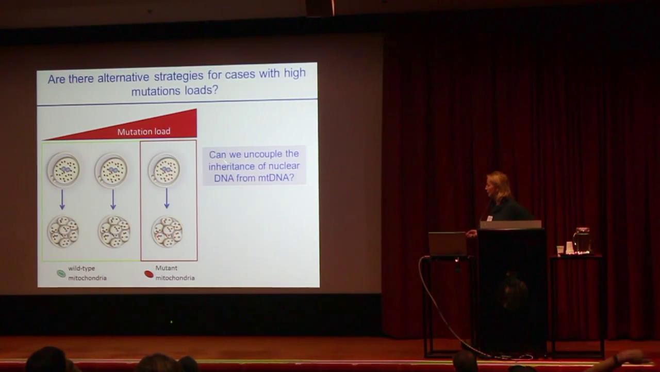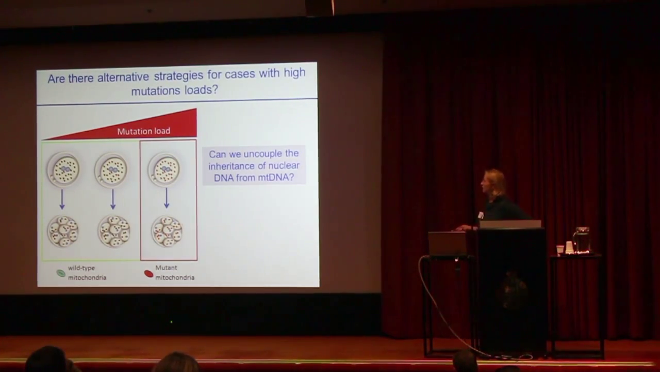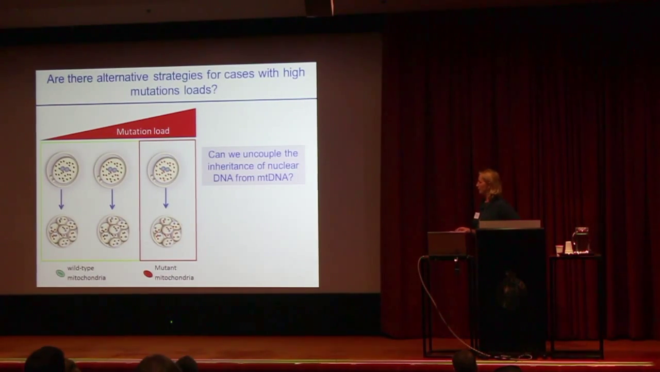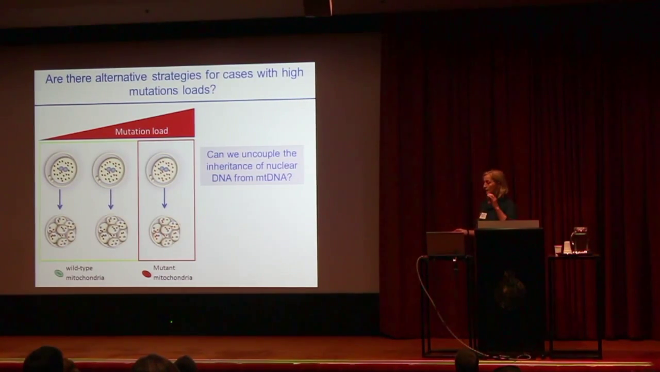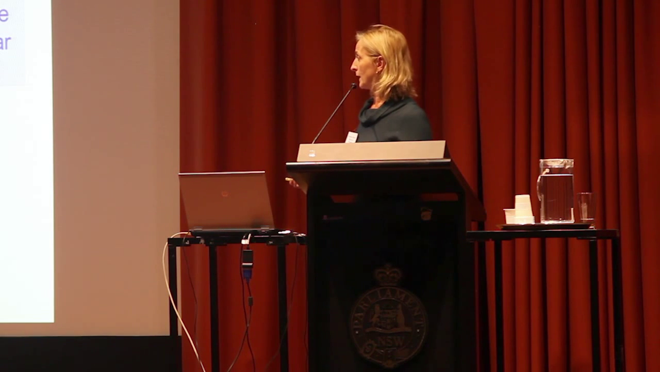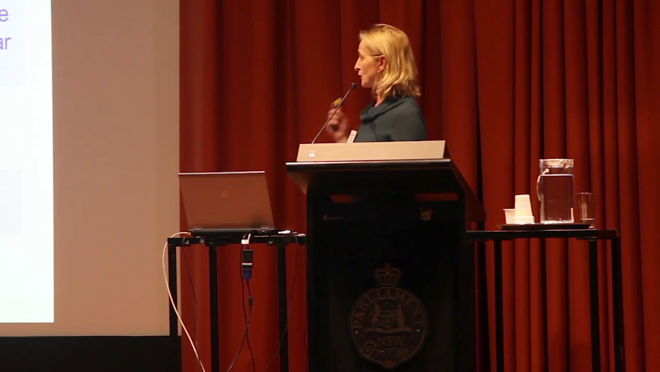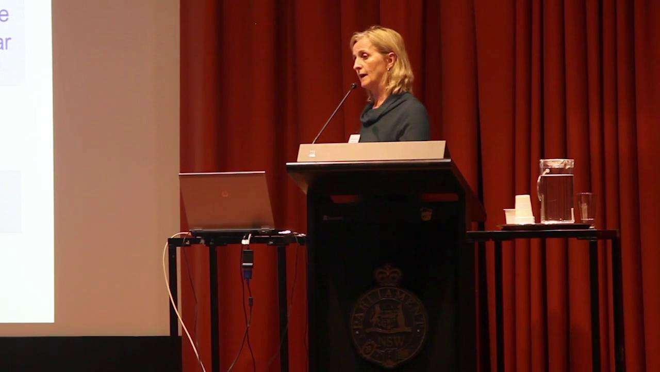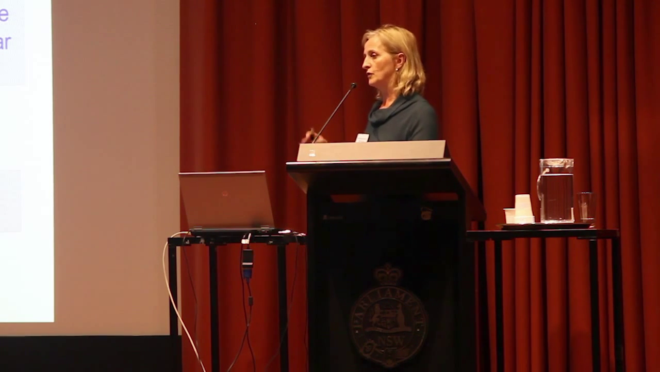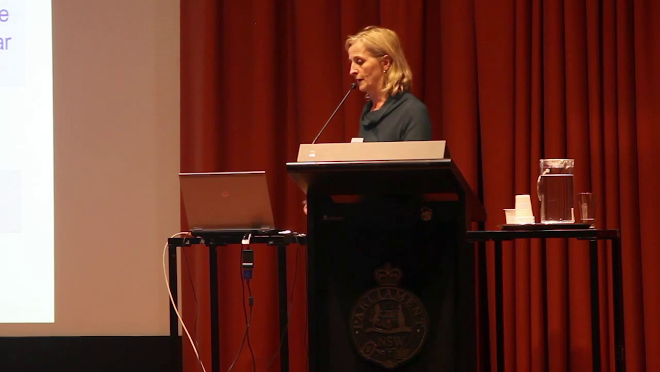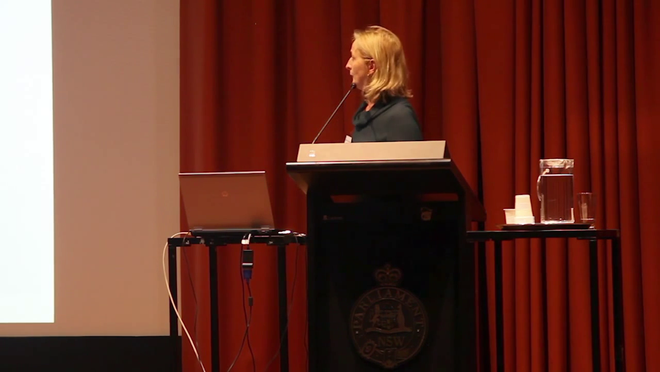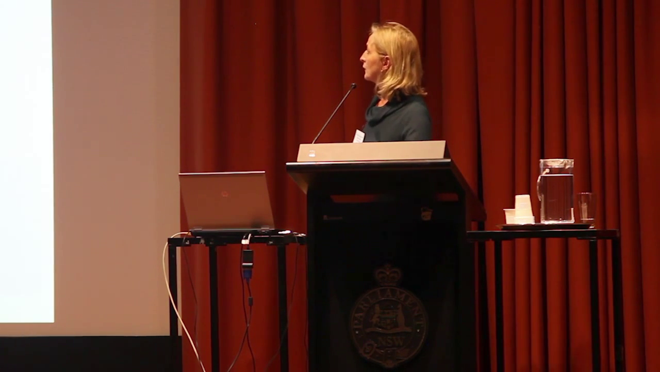An obvious thing was, can we uncouple the inheritance of nuclear DNA from mitochondrial DNA? Now, there are too many mitochondria in there to hoover them all up. So by far the most sensible thing to do is to actually move the nuclear DNA. So we transplant the nuclear DNA, and in effect, by doing that, you swap the cytoplasm, which includes the mitochondria. So it's mitochondrial replacement by nuclear genome transplantation.